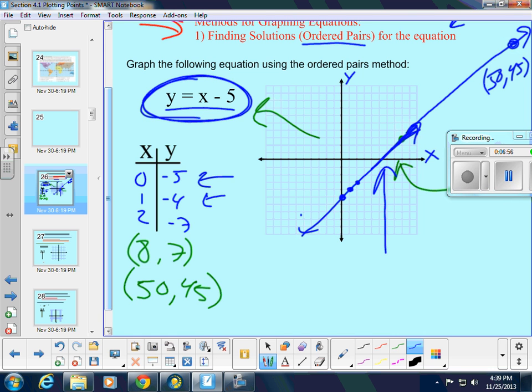Again, this line will go through all the possible solutions, all the possible combinations for x and y that work for this equation. So that's what we're showing when we graph an equation. It's a visual representation of all the possible solutions that work for an equation.